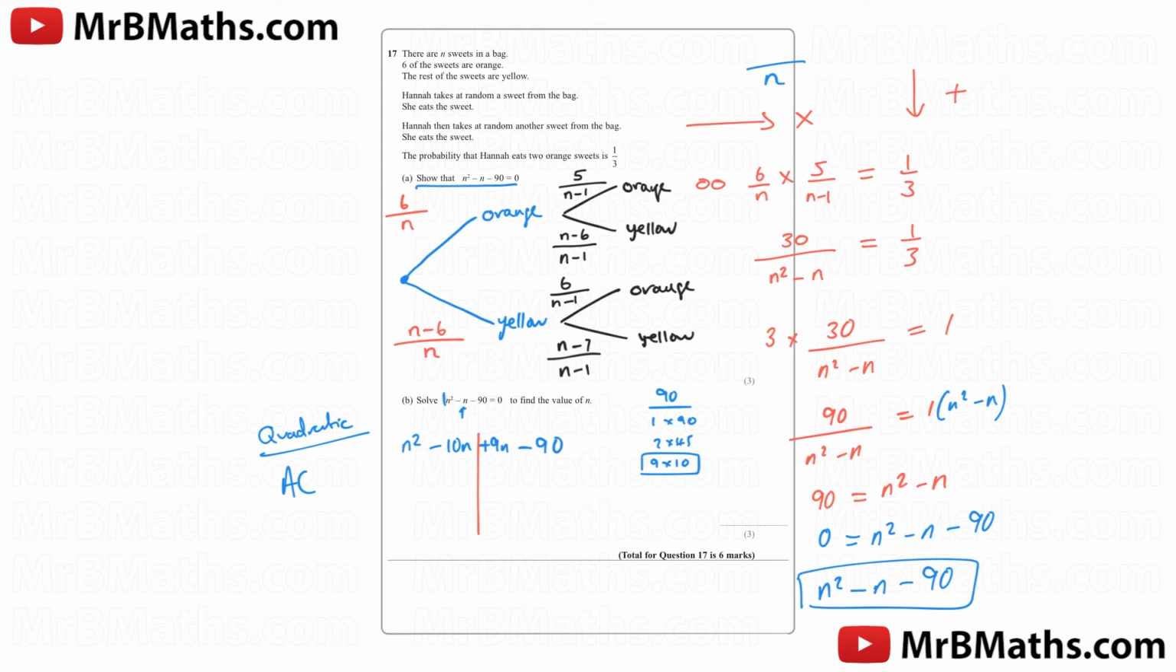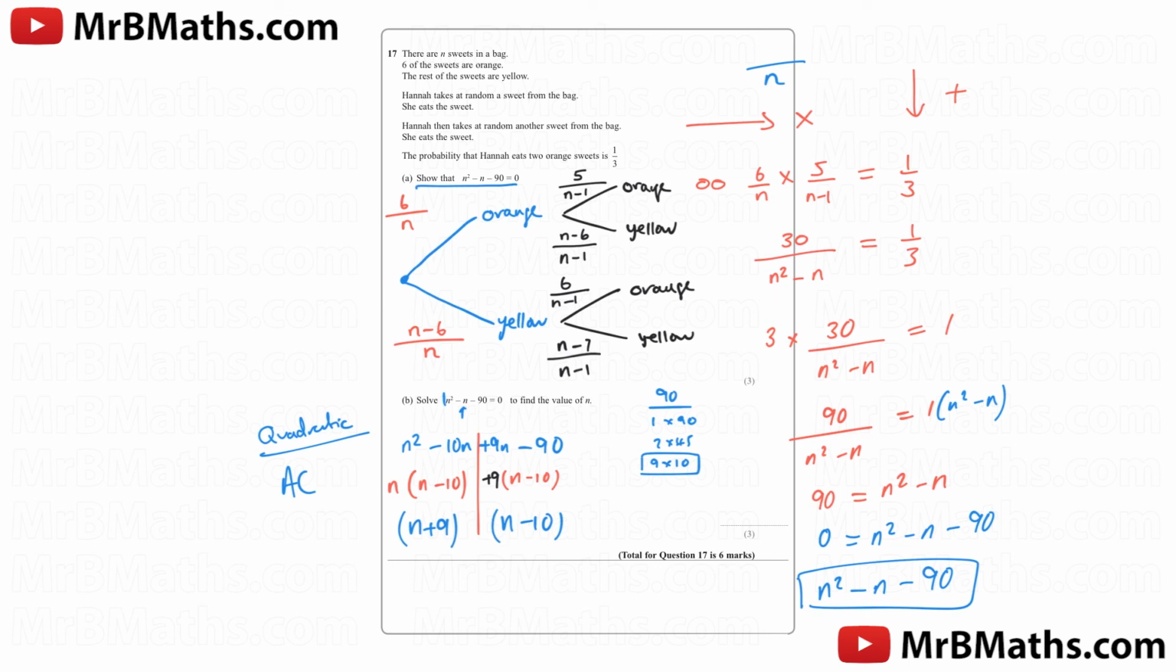So n squared minus 10n, we can take out the n, then we end up with n minus 10. We then copy this across, so we get n minus 10, and then we find the number to put here that will give us 9n minus 90. Well, that will be plus 9. And then we can just test that quickly. 9 times n gives us 9n. 9 times minus 10 will give us minus 90. Once we've done that, we can then write n plus 9 in brackets and n minus 10 in brackets.